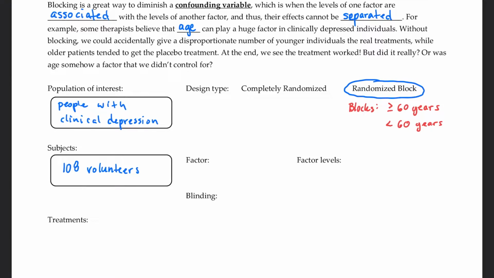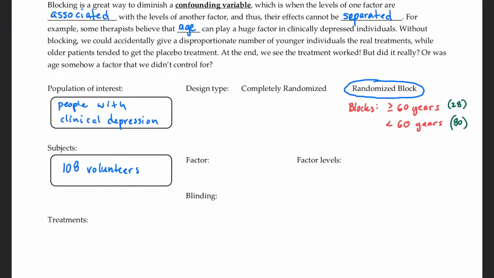We're going to take our 108 volunteers, figure out how many of them are above the age of 60 and below the age of 60, and then from there come up with our design, okay? We'll say for this problem that there are 80 people below the age of 60 years old, and there are 28 that are 60 years or above. I'm just making up these numbers. Usually in the problem, they would tell you. I didn't tell you the problem.